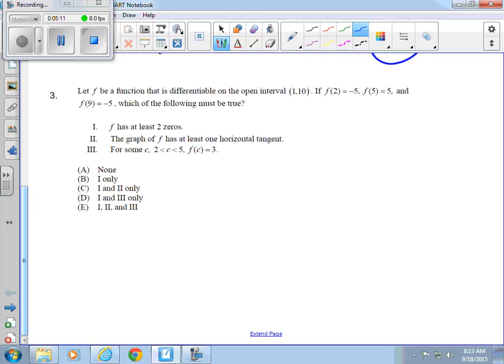On the interval 1 to 10, if f of 2 is negative 5, and f of 5 is 5, and f of 9 is negative 5, which of the following must be true? So I'm just going to plot that real quick. So we're silly. f of 2 is negative 5. f of 5 is 5.